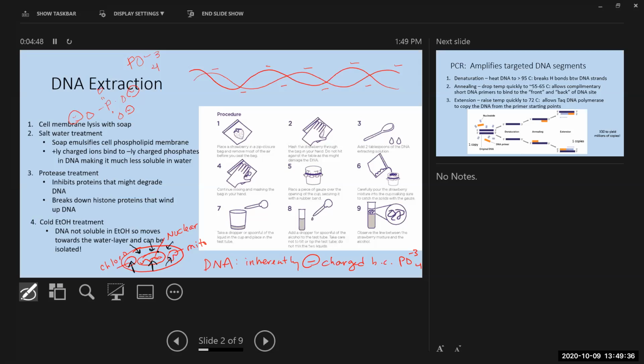So all these little areas where we have DNA are going to be able to be opened up, essentially. All right, so that's what the soap does. It emulsifies those phospholipid membranes that are, again, around these different structures.